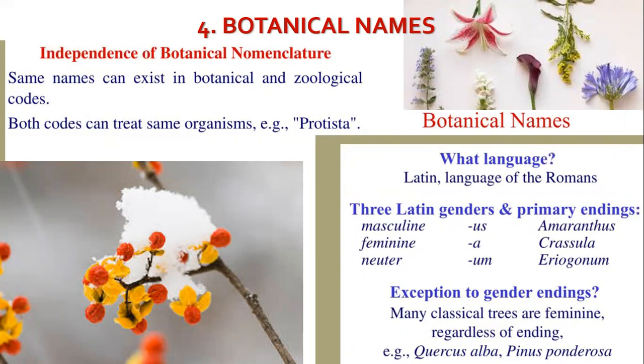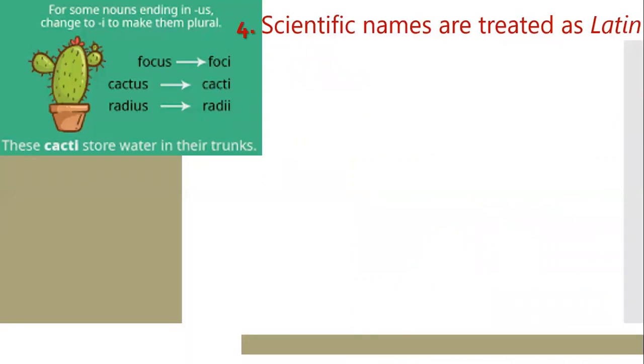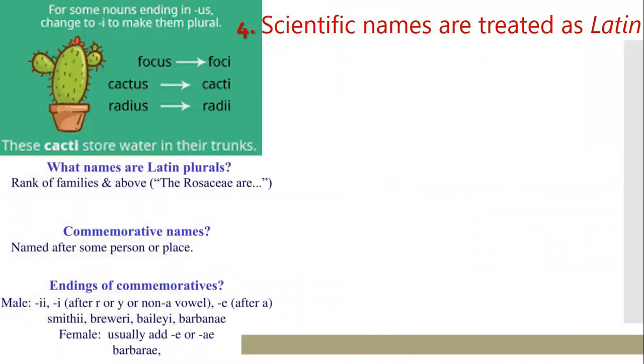So, for example, the genera Quercus, Pinus, and Liquidambar are feminine in gender, even though they have masculine endings, -us. Thus, specific or infraspecific adjective epithets of these generic names must be feminine. So note that a name change can necessitate a change in gender.